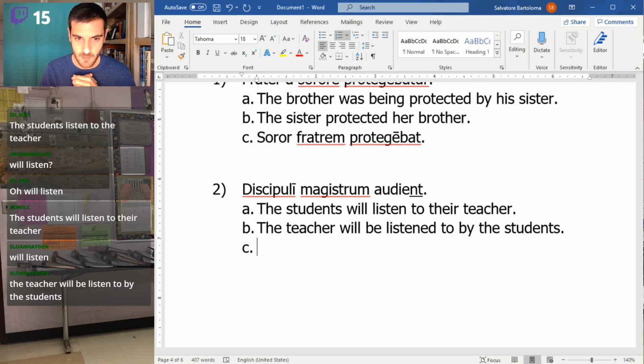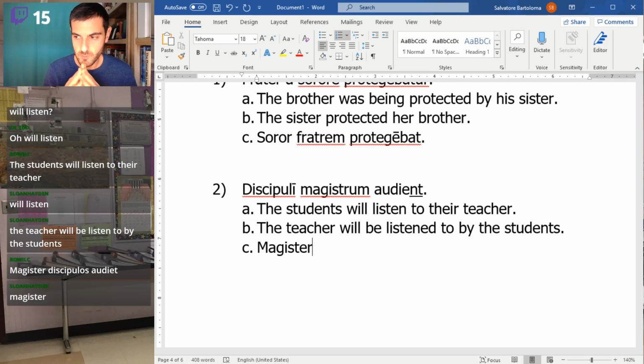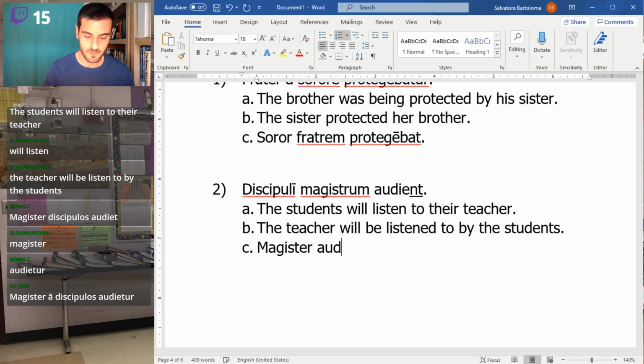So teacher in the nominative. I know that many of you, in fact I think all of you, sixth year had magistri. Each one of you had a magistra. But for the masculine, magister. So magister, absolutely. Rowan, I need an active verb or a passive verb? If the teacher will be listened to, will be heard. Audietur, right? It needs to be passive.